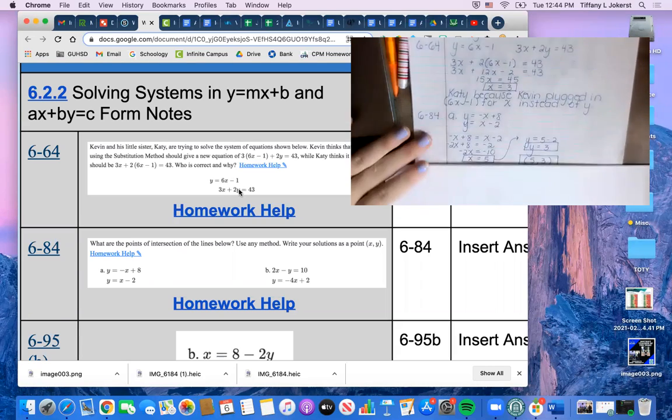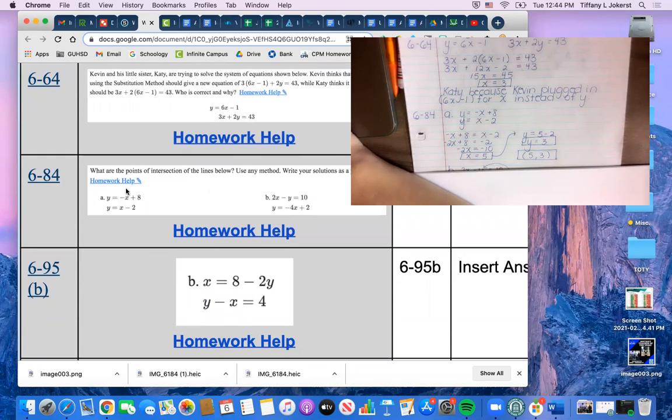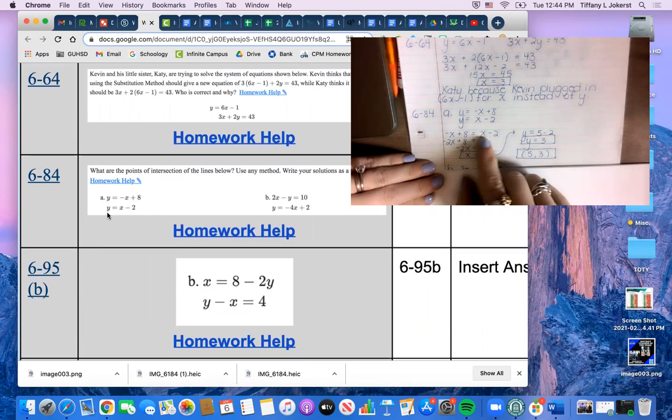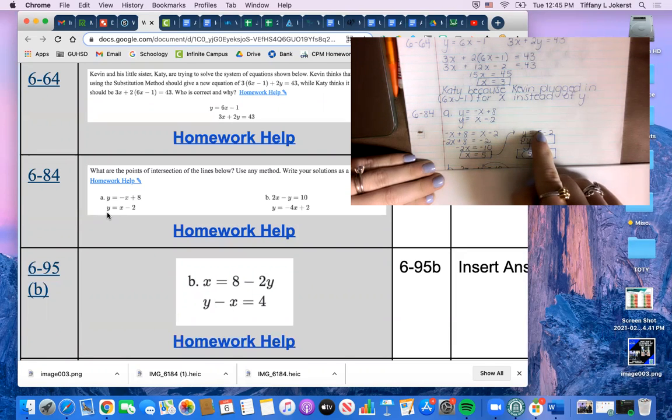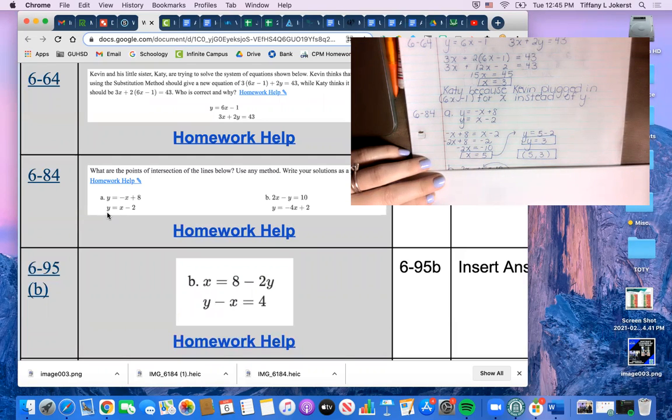Okay, moving on to 6-84. In this one, they're asking you in part A and then in part B, but in part A they're asking you to go through and use substitution to solve. So what I did is exactly that. Where there is a y in this one, I plugged in negative x plus 8 because y is equal to this. So I took that and plugged it in here. So we have negative x plus 8 is equal to x minus 2. I go through and I solve that. I get x equals 5. And I have to plug in 5 for x to get my y. You should have 5, 3, or x is 5, y is 3.